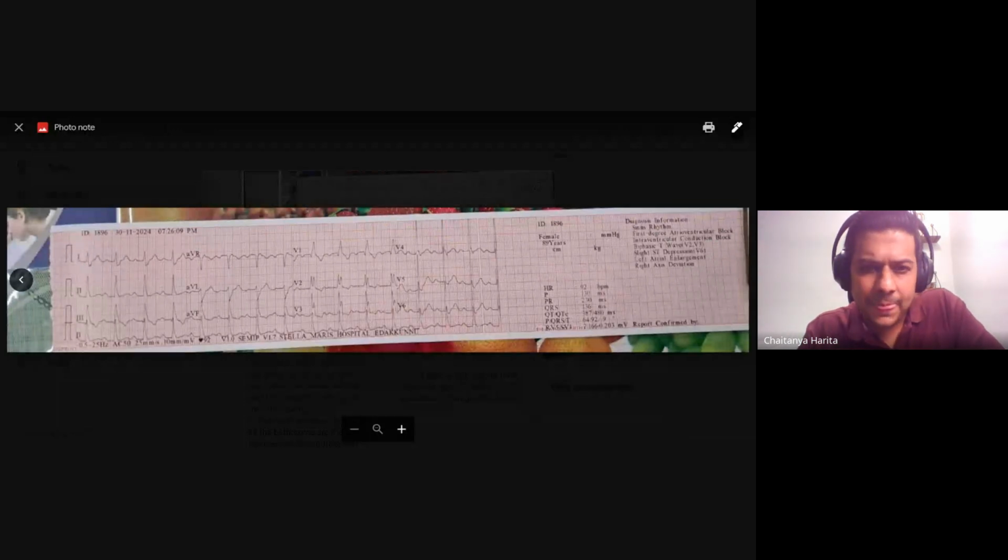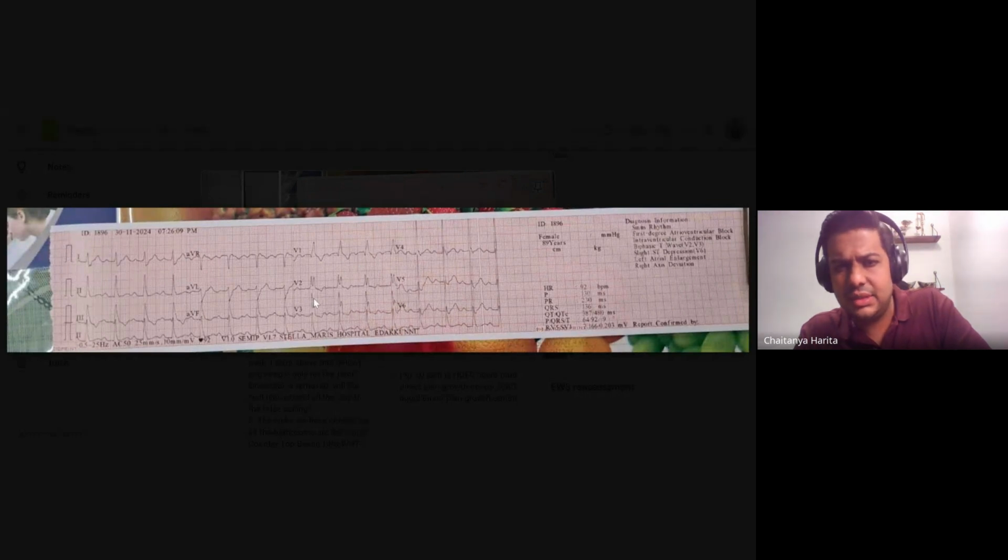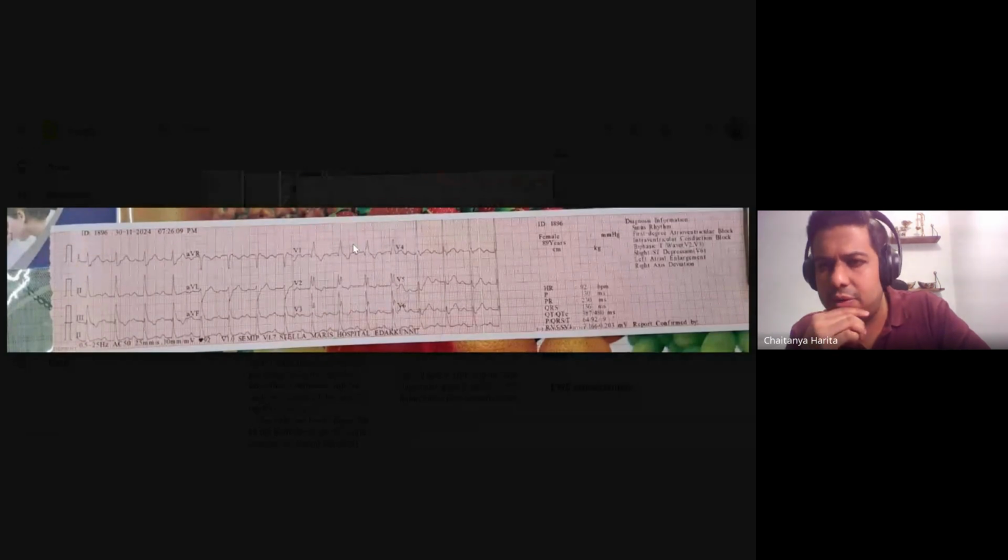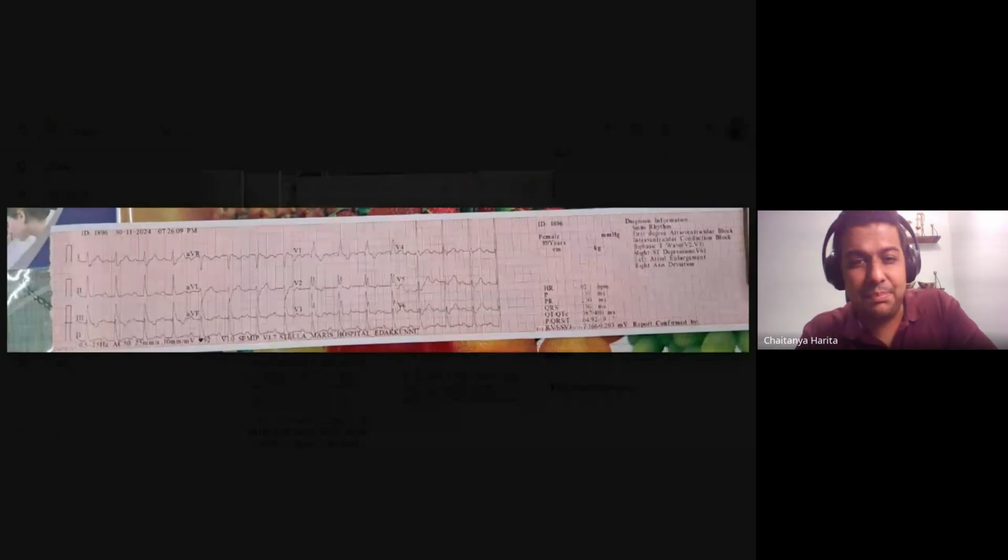If you look at V1 and V2 in this particular ECG, there's an RSR dash pattern. This is the classical bunny ears, or rabbit ears appearance, of a right bundle branch block. It's seen in complete right bundle branch block.